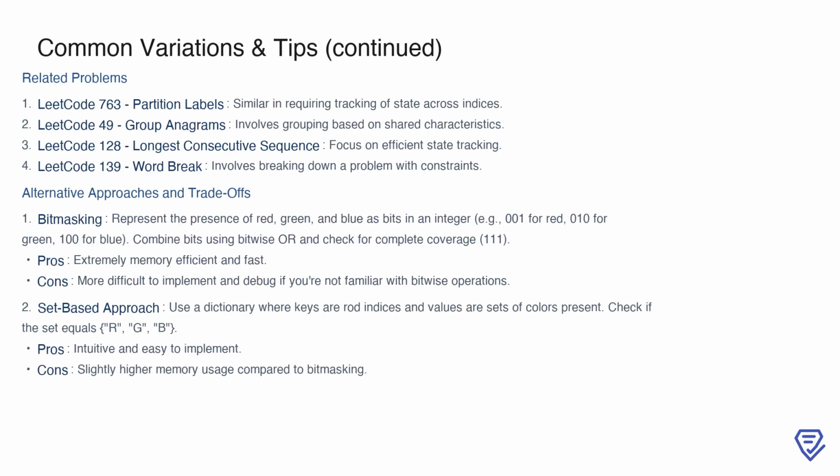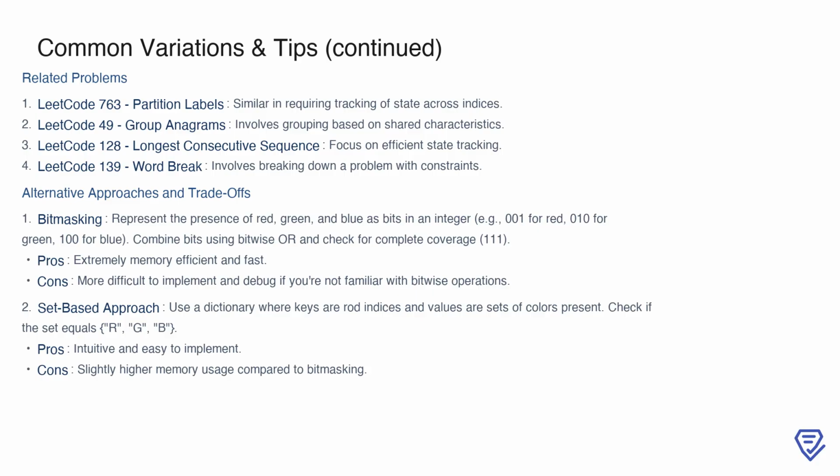This problem is also closely related to others you may encounter. For example, LeetCode 763, partition labels, involves tracking states across indices, while LeetCode 49, group anagrams, focuses on grouping objects based on shared attributes. Similarly, LeetCode 128, longest consecutive sequence, emphasizes efficient state tracking, and LeetCode 139, word break, requires breaking down a problem under constraints. Exploring these problems can deepen your understanding of related patterns.